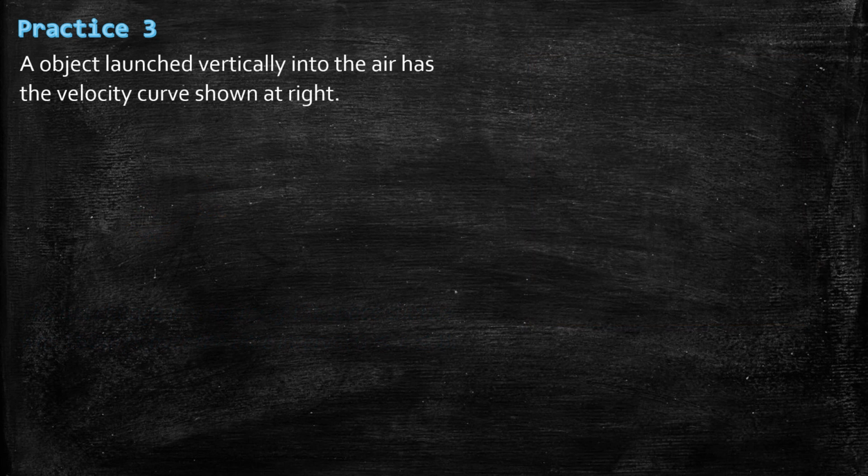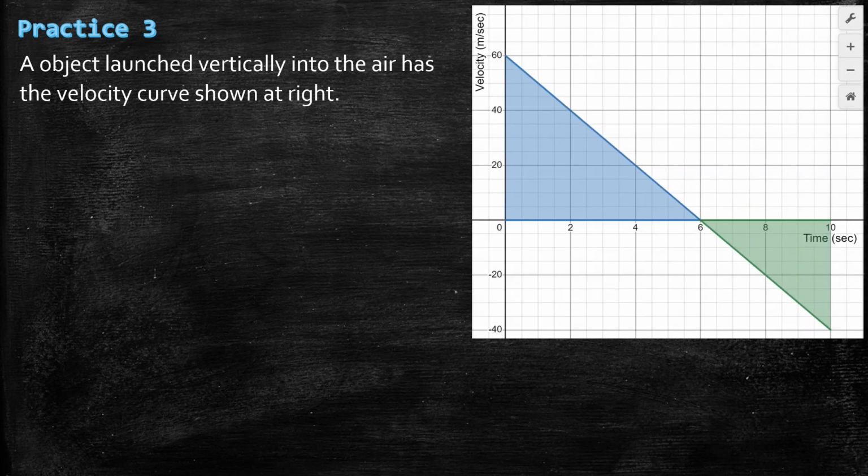So in this third practice problem, we're going to consider an object that's been launched vertically into the air with the velocity curve as shown here. And we notice that this is the first rate curve that actually extends in below the x-axis, or the t-axis. So we have some velocities that are negative. So what exactly is going on here?